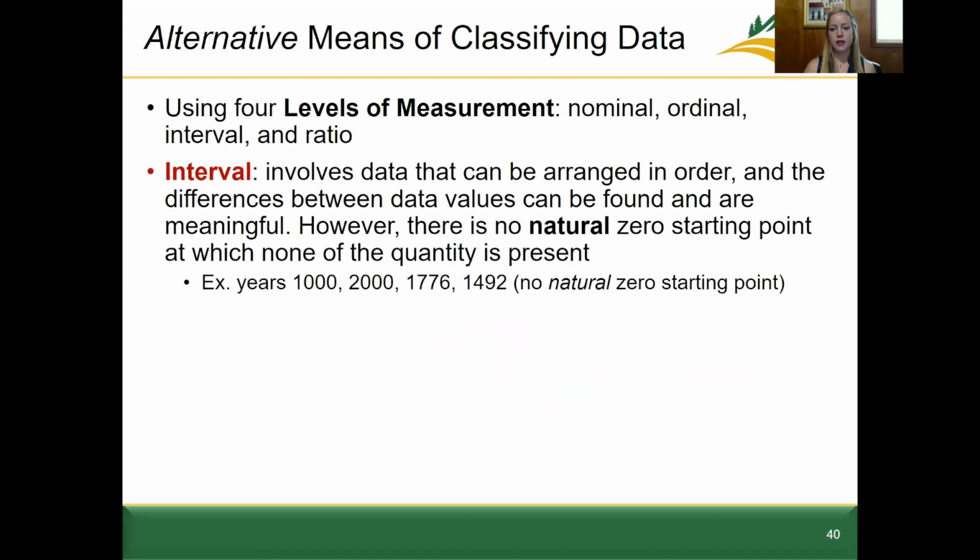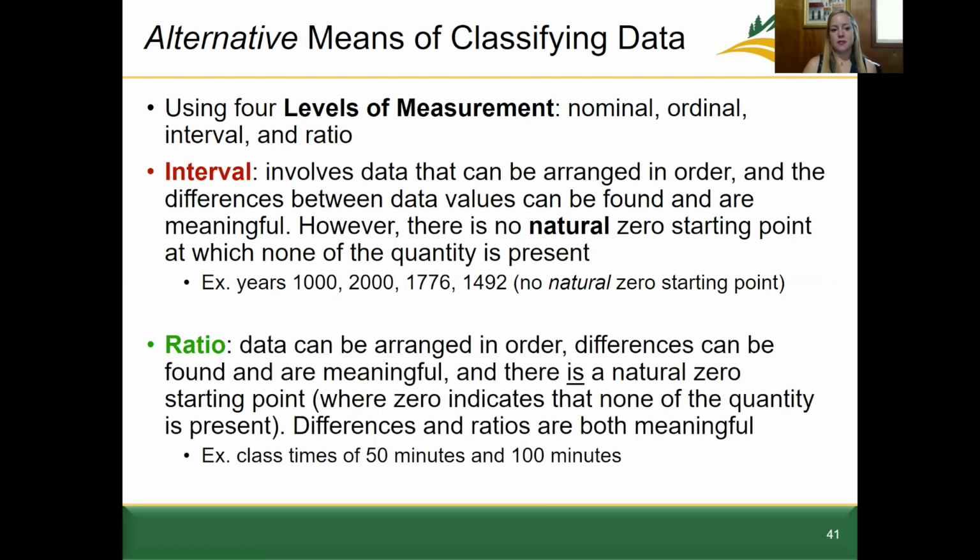Okay, the third kind we'll talk about is interval data. So this involves data that can be arranged in order, and the differences between data values can be found and are actually meaningful. However, there is no natural zero starting point. The example of years is a very good example of this. We can subtract 2,000 minus 1,000 years equals 1,000 years. So we can subtract, and we do have meaningful intervals between the data points. There's no natural starting point for years related to how we count the calendar years traditionally.